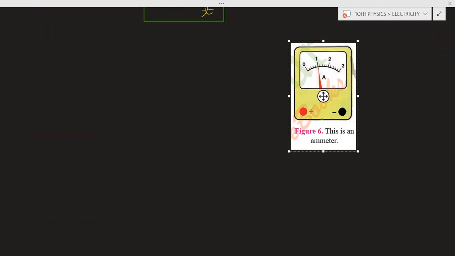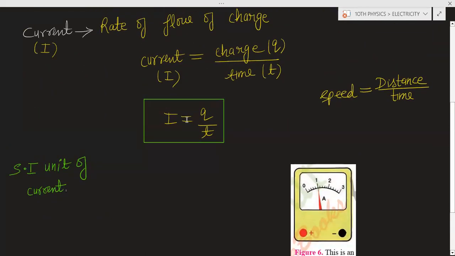Okay, and before that, what is the SI unit of current? We can calculate the unit by ourselves. If you have a formula, you can calculate the unit. Suppose I do not know the unit of the current, then how will I calculate it? Current is equal to the charge divided by time. So the unit of charge is coulomb, and the unit of time is second.